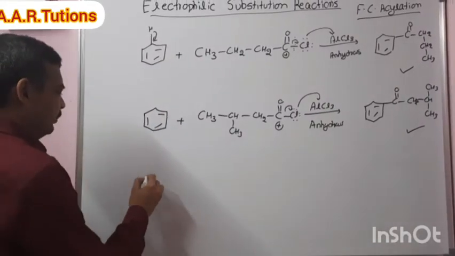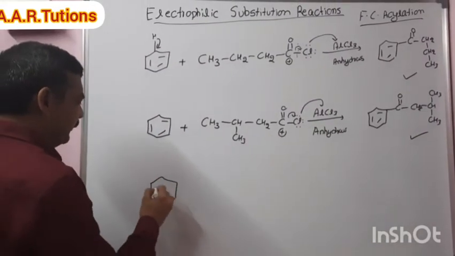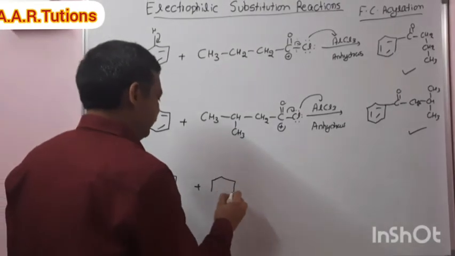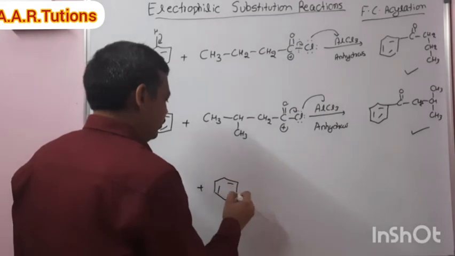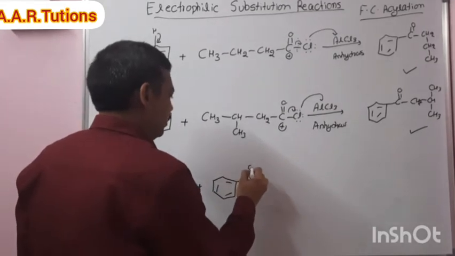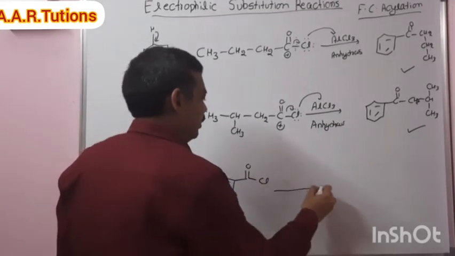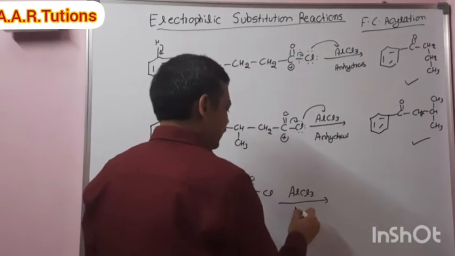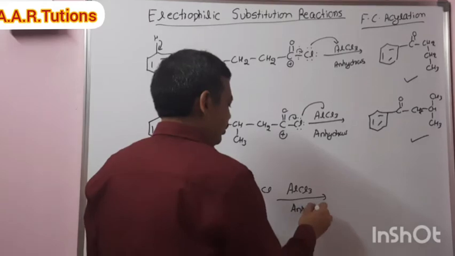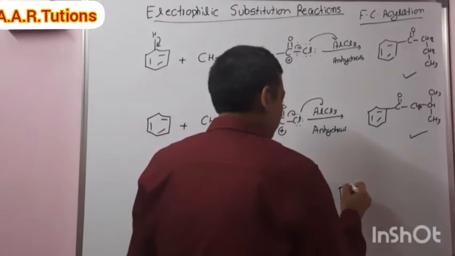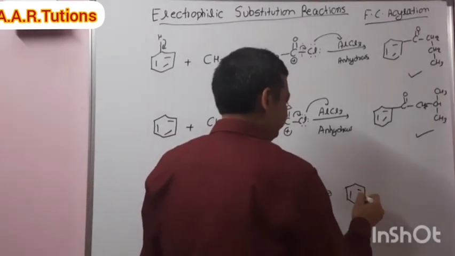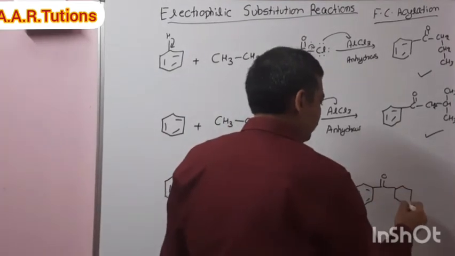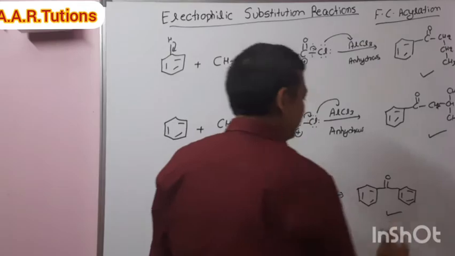Next example, benzene reacts with benzoyl chloride in the presence of the Lewis acid AlCl3, anhydrous. What is the product formed? Benzophenone. This is the product.